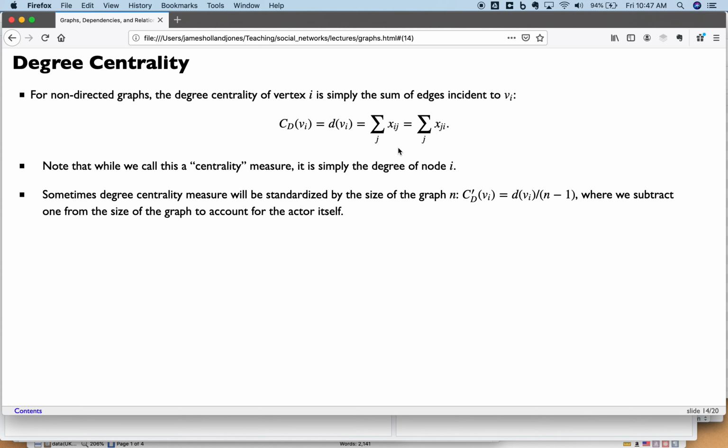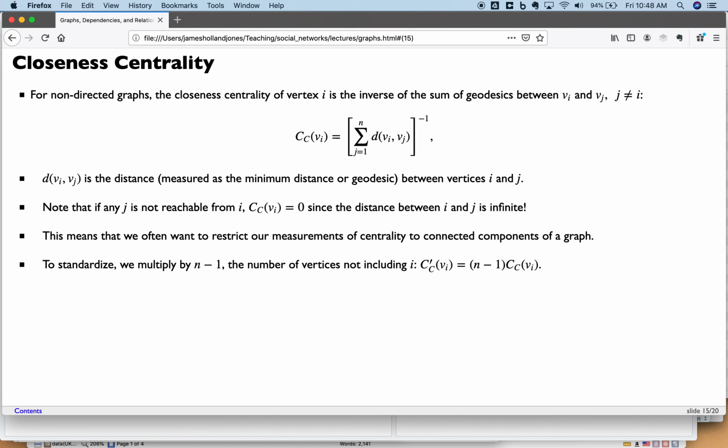Sometimes degree centrality will be standardized by the size of the graph, which we can indicate as n. So we'll divide our degree centrality by n minus 1, where we subtract 1 from the size of the graph to account for the actor itself.